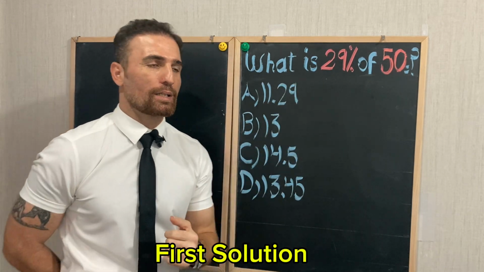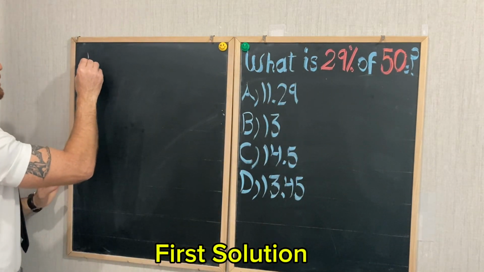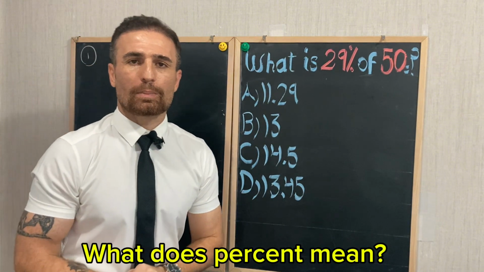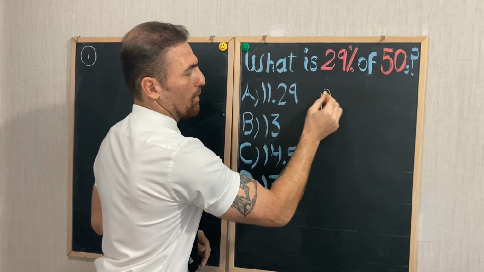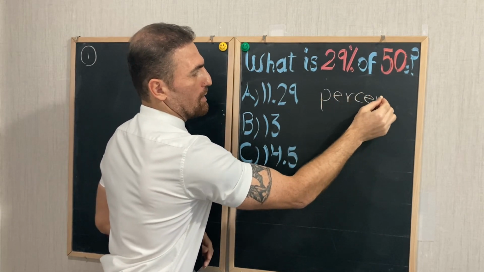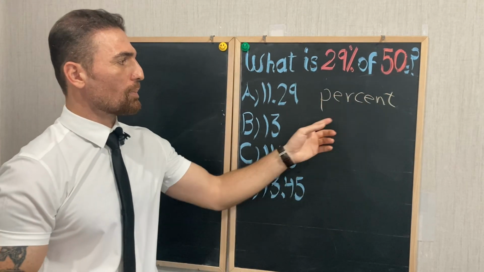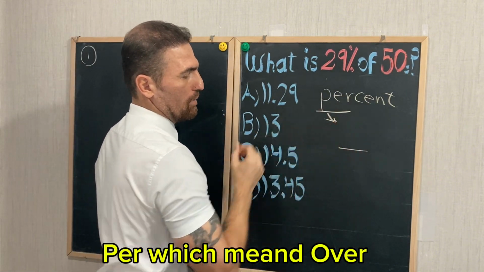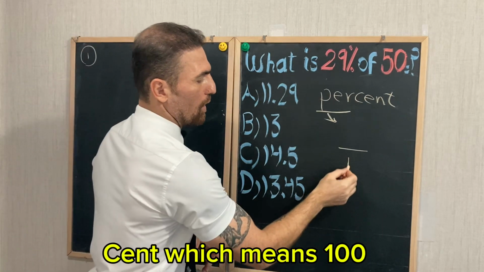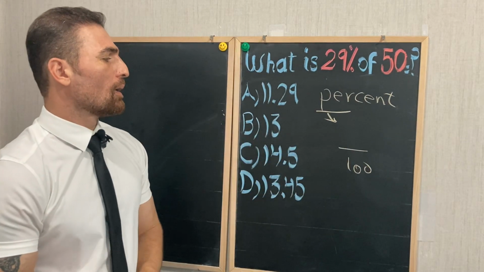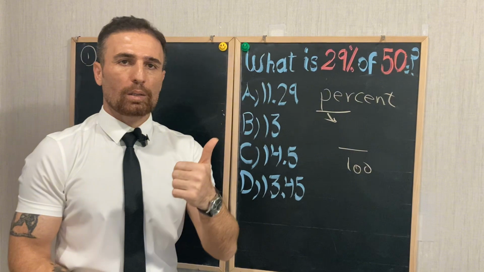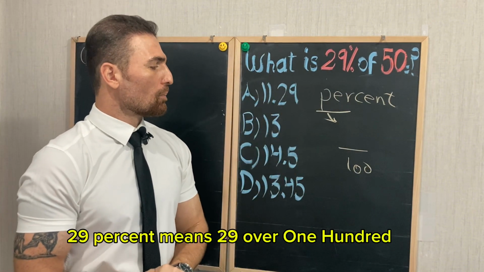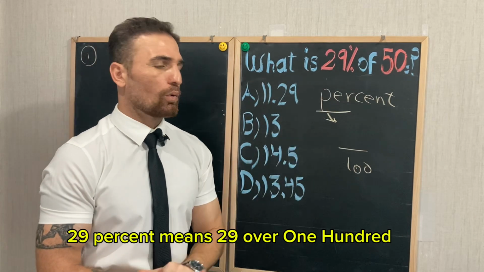So let's start with the first solution. In the first solution, we are going to use the school way. But before that, let me ask you, what does percent mean? Percent. Per, which means over. Cent, which means 100. So percent means over 100. 1% means 1 over 100. 29% means 29 over 100.